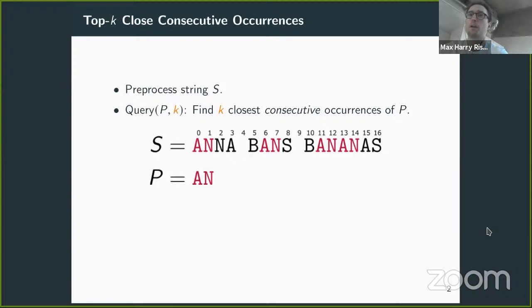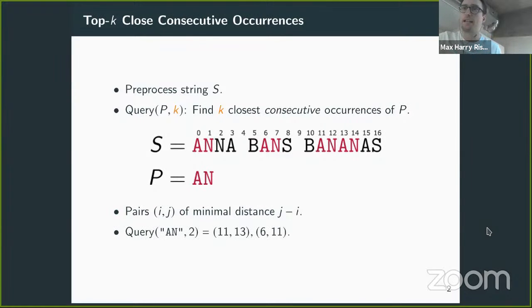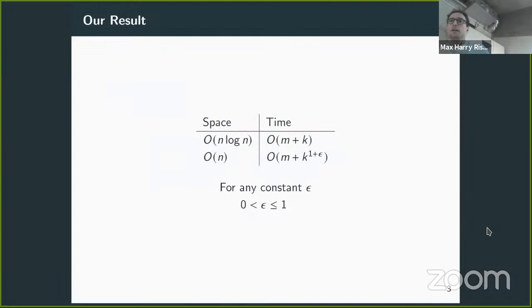And as I've said, we solve a variant of this problem called the top K close consecutive occurrences problem. So instead of just a query pattern P, we're also given an integer K, and we now want to find the K closest consecutive occurrences of P. So these are the K consecutive pairs of occurrences of P of smallest distance. So for our example here, say our query pattern P is AN and our K is 2. We want to find the 2 closest consecutive pairs. And in this case, it would be 11 and 13 and 6 and 11.